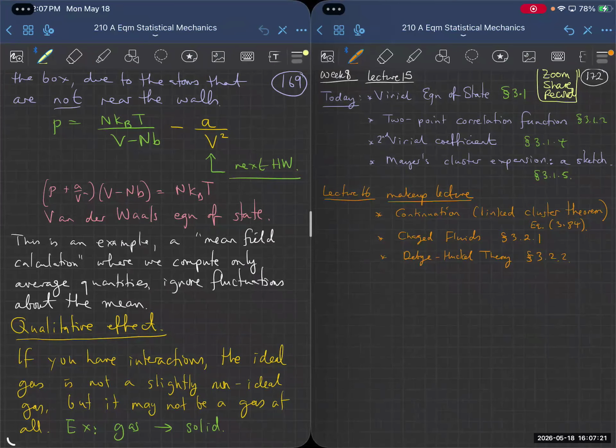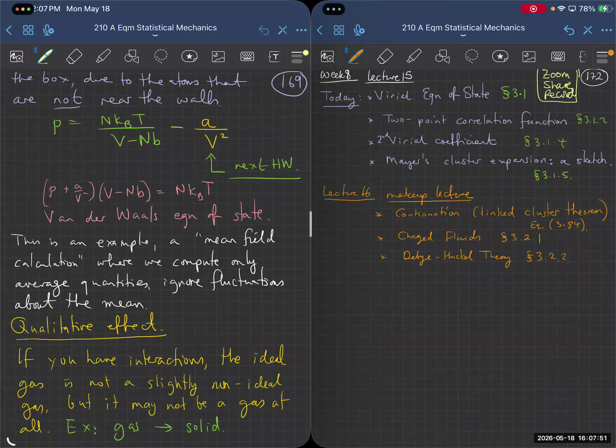All right, so what we're going to cover today is a very nice way to do the interacting particle problem, which uses the virial equation of state. Then I'll tell you about 2-point correlation functions and the second virial coefficient, and then the most systematic way to do many-body theory, which was developed by Mayer, who is one of the Mayers for whom this building is named. So you'll get to find out what they did.